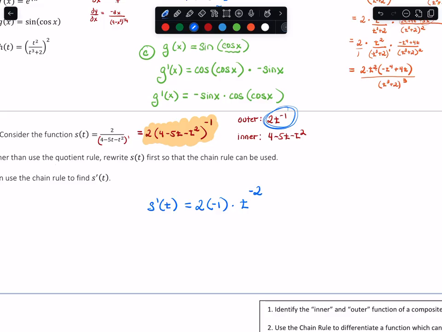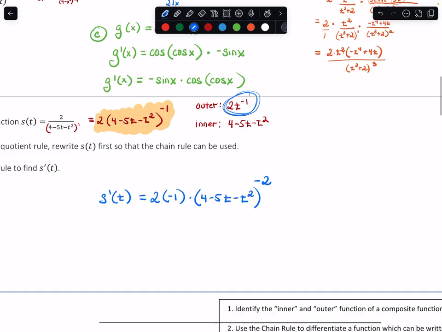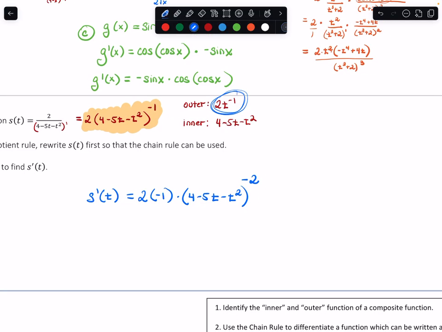That's what's happening at the moment. It's just you don't have plain old t there. You have this inner expression, which I'm not touching at the moment. I'm just leaving it alone. So here's what I got. I differentiated the outer function while leaving the inner function alone. Please, I am not done. I have to multiply by the inner function, the derivative of 4 minus 5t minus t squared.